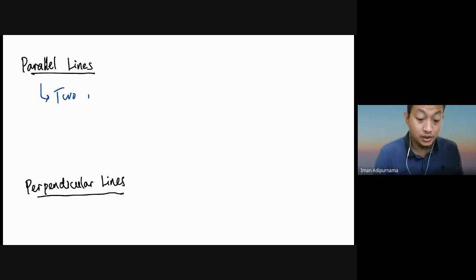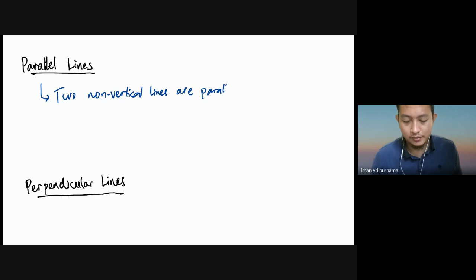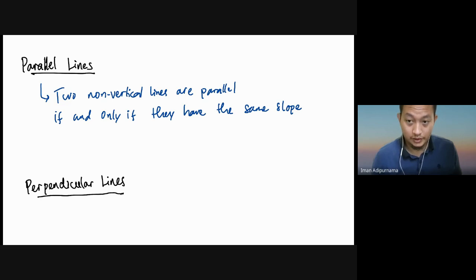This is two non-vertical lines. Let me write, they are parallel if and only if they have the same slope. Same slope means m1 equals m2. If there are two lines, then the first line has the same slope as the second line.